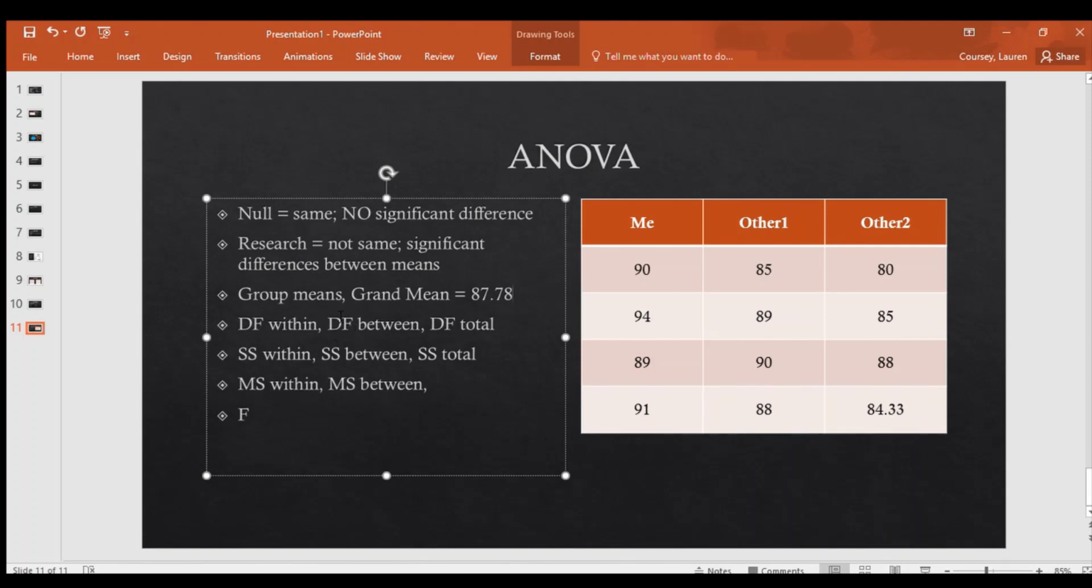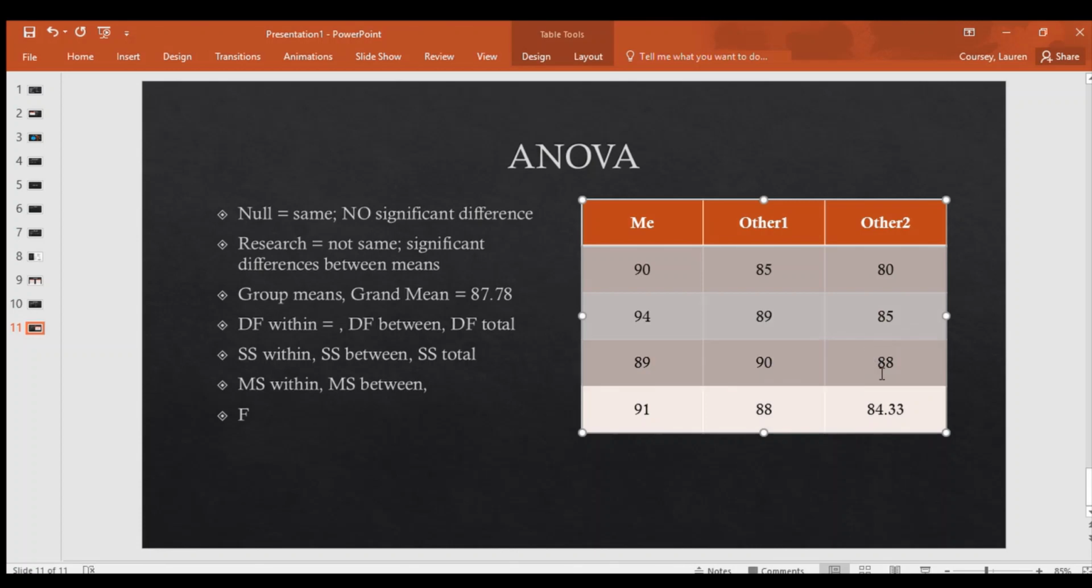So next I want to calculate my degrees of freedom within and my degrees of freedom between. I could calculate my degrees of freedom total if I was concerned. So my degrees of freedom within: I would look at my total sample size, which is 9, and I would subtract, if you'll look in the slides, it says subtract K, which is the number of groups. So we have 9 total participants, we have 3 total groups, so 9 minus 3 is 6.